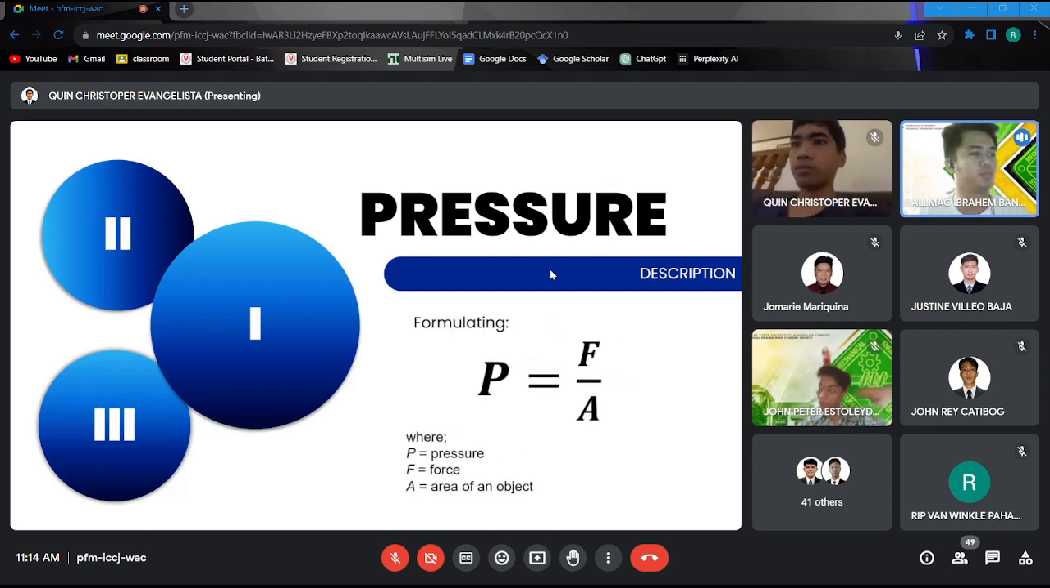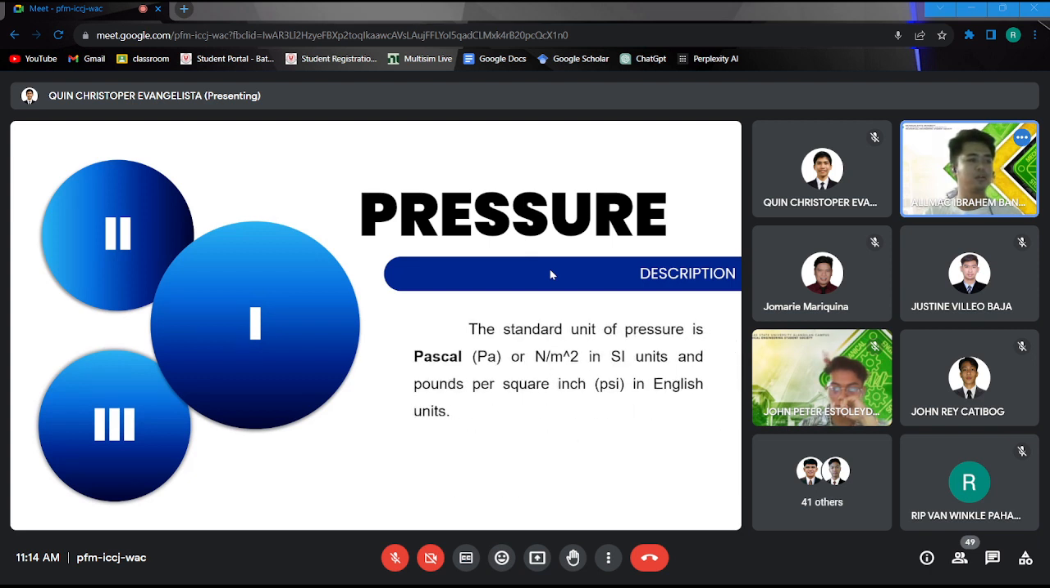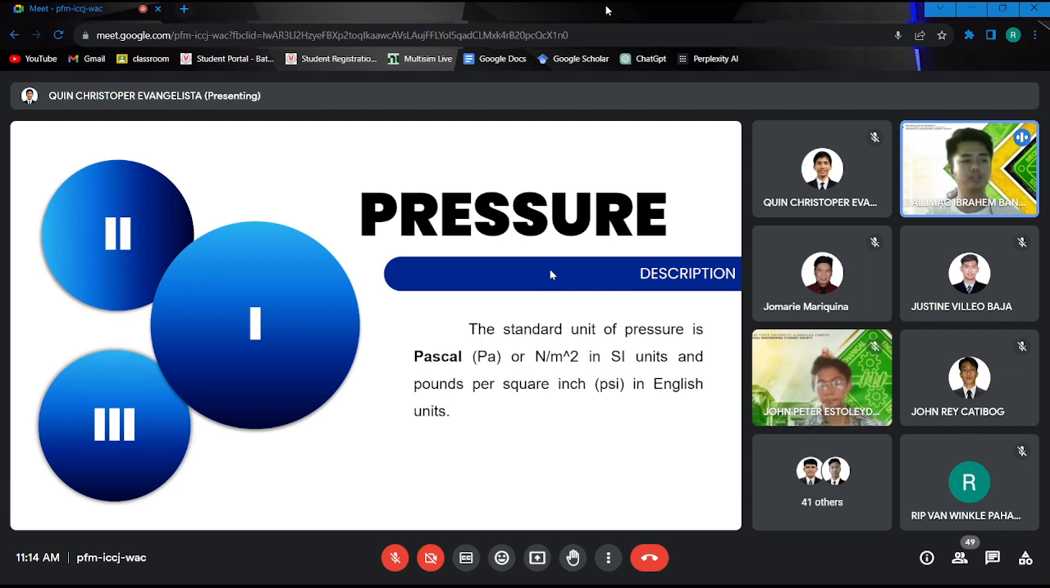Next, the formula for pressure, which we used a lot before: P is equal to F over A, wherein P is pressure, F is force, and A is the area of an object. The standard unit we use for pressure is the Pascal, or Newton per meter squared in SI units, and pounds per square inch, PSI, in English units. We know that we used this, especially last sem in fluid mechanics. So we assume that everyone is familiar with this unit.